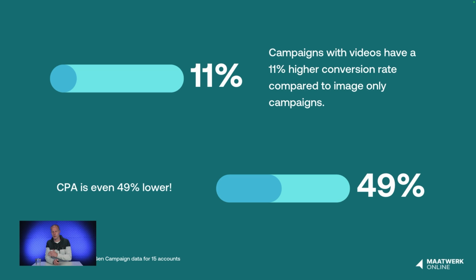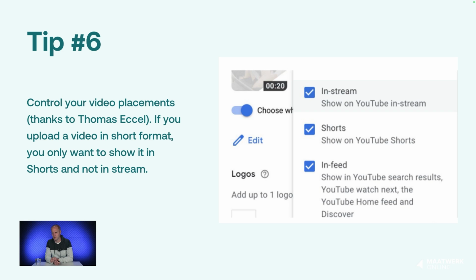Again, that's based on our own internal data, but it gives you some feeling about the importance of video campaigns, video ads. If you are using those video ads, make sure to control your video placements, because if you upload a video in a short format, which is vertical, you only want to show it in YouTube Shorts and not in Stream, which is horizontal. If you are in the interface, it's not hidden. That is something that really stands out when you are uploading your assets. So make sure to mark the right placement for the right video.